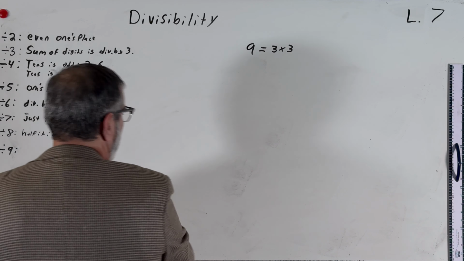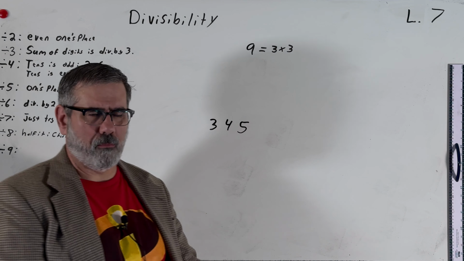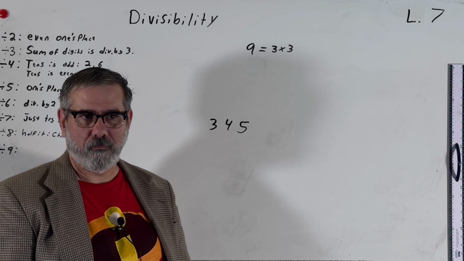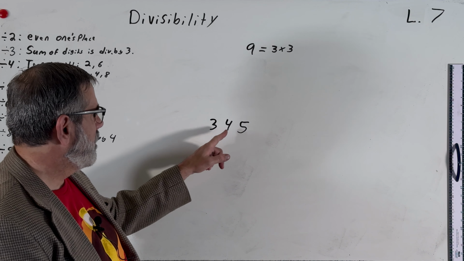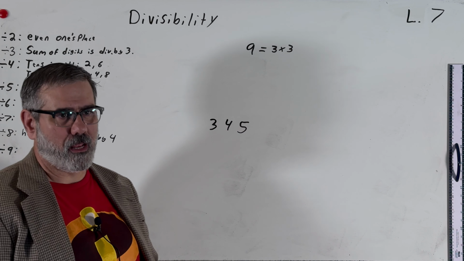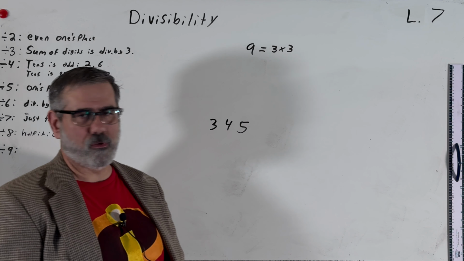Let's pick something that's a little harder. Maybe 345. That doesn't look like it's divisible by 9, does it? What do you think? No. It's not, because 3 plus 4 is 7, plus 5 is 12. If I don't know if 12 is divisible by 9, I could add up the digits just like we did with 3. You can repeat this process. 1 plus 2 is 3. It's not divisible by 9.